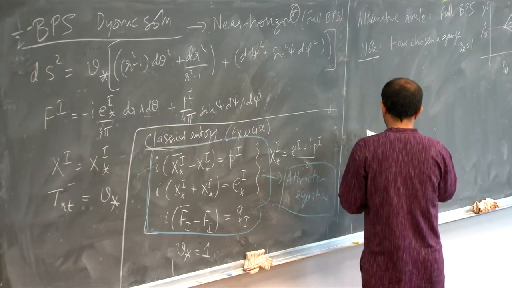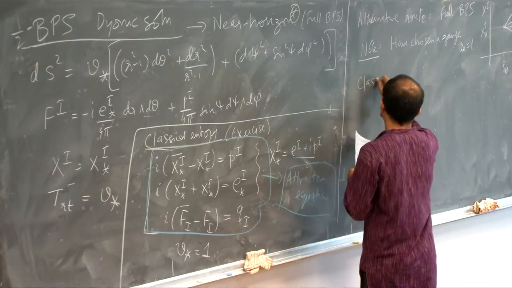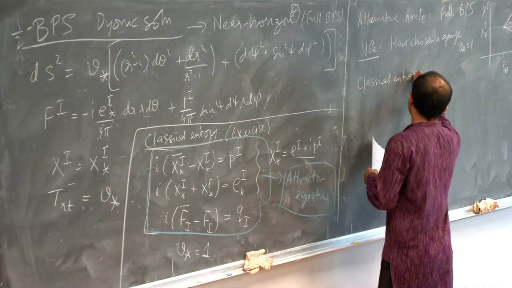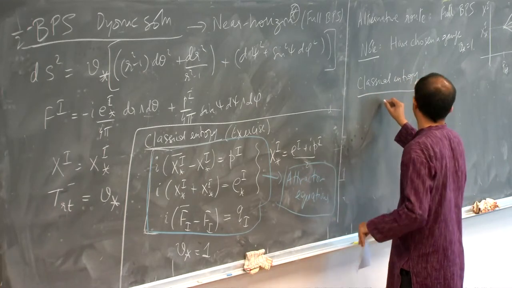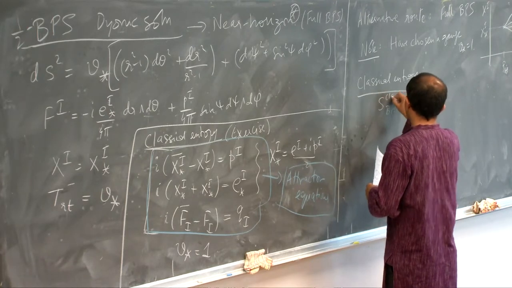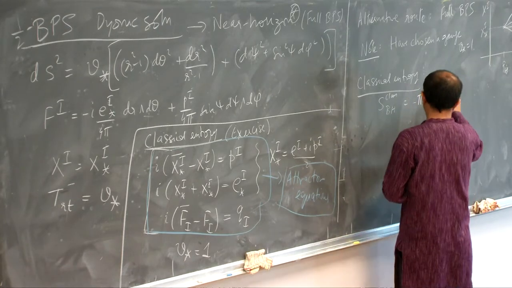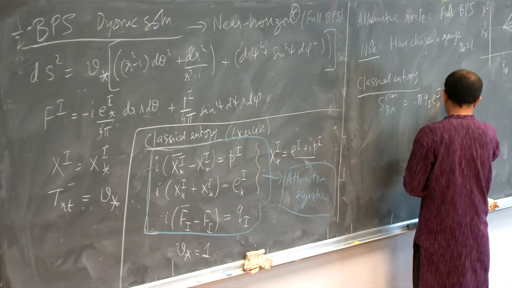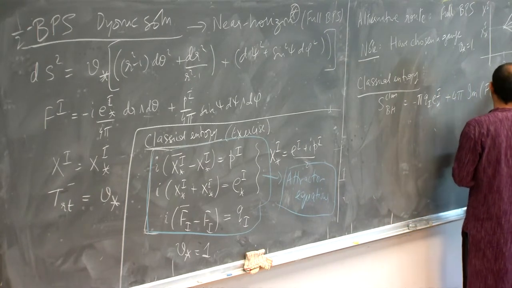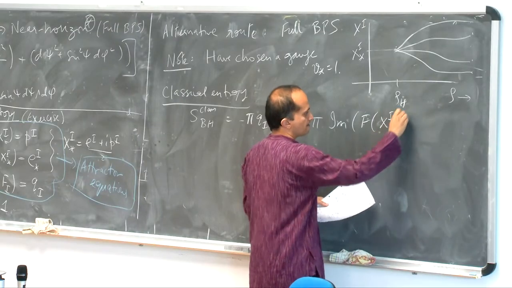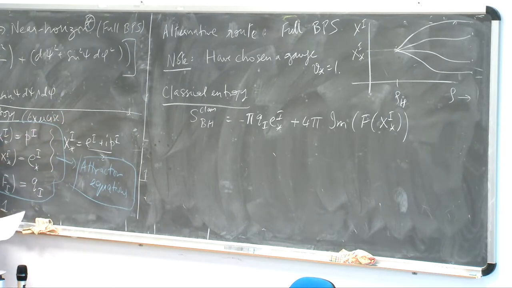And indeed, you can ask, what is the entropy? The classical entropy, continuing this program, is minus pi qi ei star plus 4 pi times the imaginary part of f of xi star. Okay? So that's part of the exercise. So that's exercises to show this and that. Okay?